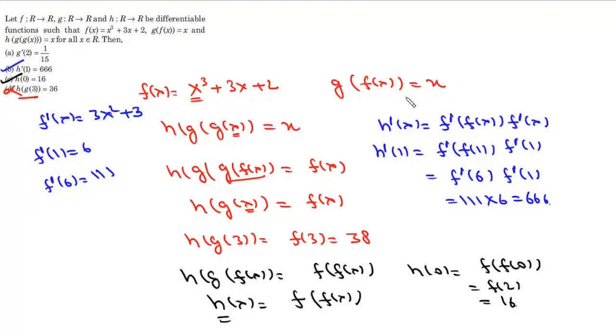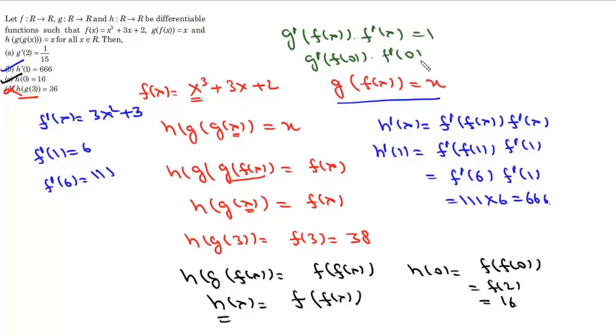Now we have to find g dash 2. So we'll differentiate this. We can write g dash f(x) into f dash x, it is equal to 1. Now we need g(2), and we know that f(0) is 2. So we'll put x as 0. So it will be g dash f(0) into f dash 0, it is equal to 1. Now f(0) is 2 and f dash 0 is 3. So value of g dash 2 is 1 by 3. So the only correct options are B and C.